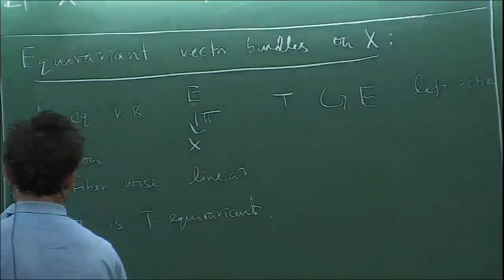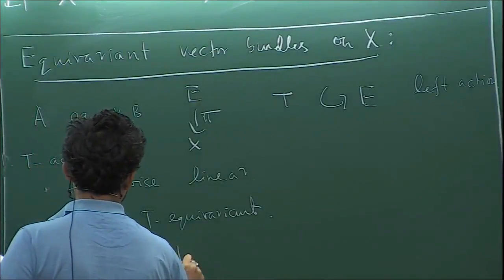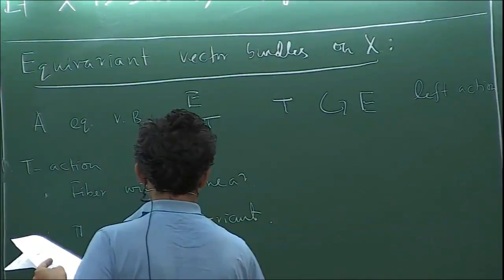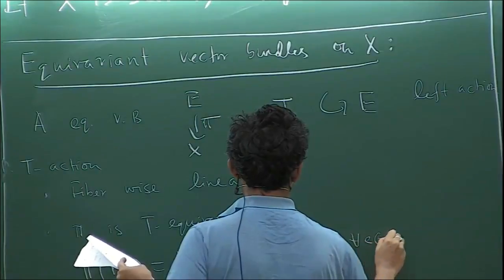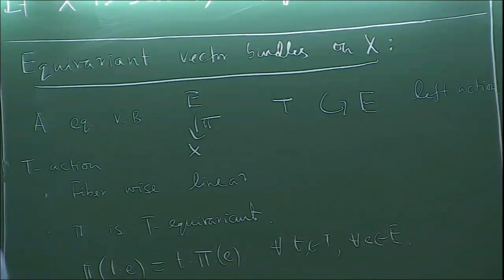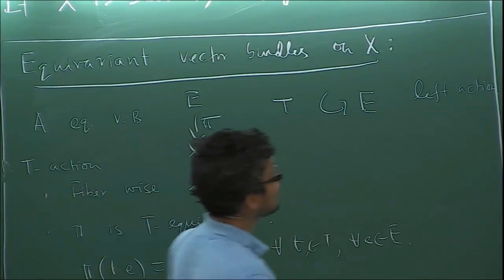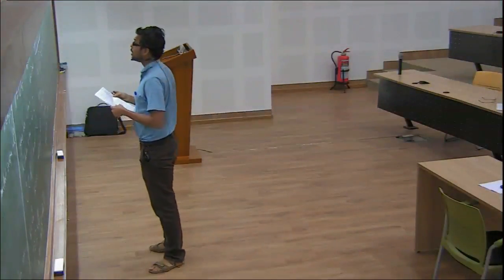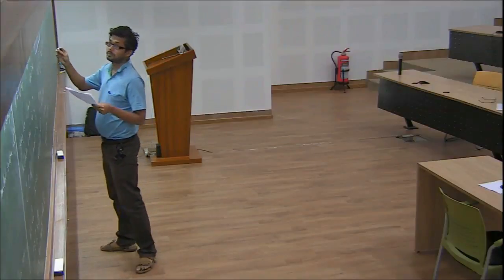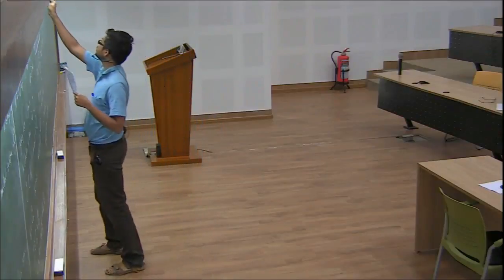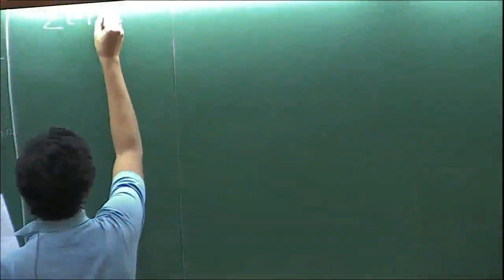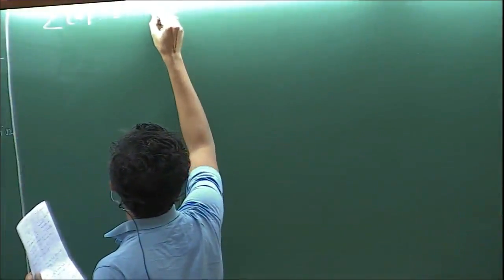What does it mean? It means pi of t dot e is t dot pi of e for all t and for all e. When you talk about vector bundles, first you talk about line bundles. So denote by sigma(d) the set of the d-dimensional cones.